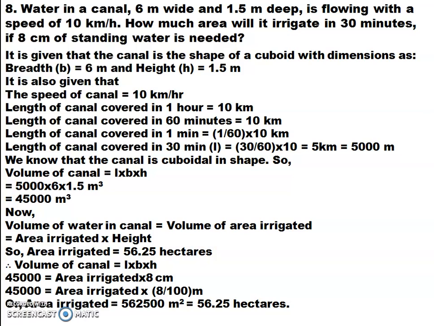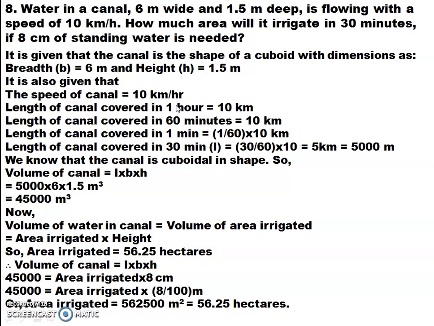Water in a canal. You will take the water in a canal as a cuboidal shape. It is given that the canal is in the shape of a cuboid with dimensions: breadth is equal to 6 meter and height is equal to 1.5 meter. Length is not given because the water is constantly flowing there. So what will you do? It is also given that the speed of canal is 10 km per hour.